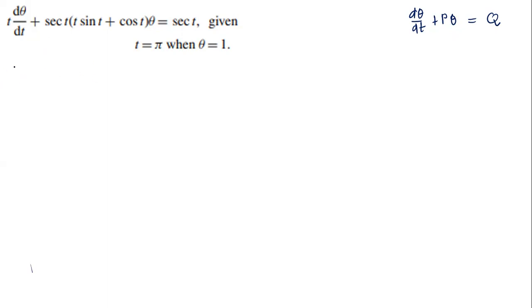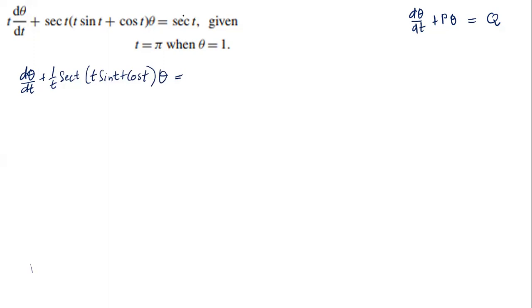So let's see. Now we know it's linear. So here, I'm going to get rid of this t so that I can have d theta over dt, right? That's the first thing. Okay, sharp, fine. There I go. So I divide by t, I'm going to divide by t everywhere. So when I divide by t everywhere, I'm going to have d theta over dt plus 1 over t, sec t, sine t, cos t, close bracket, theta.